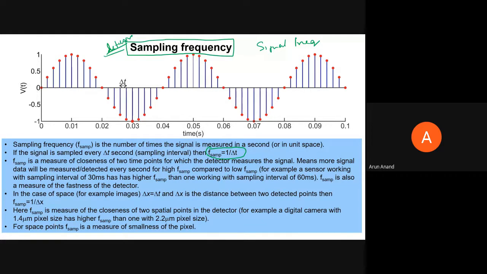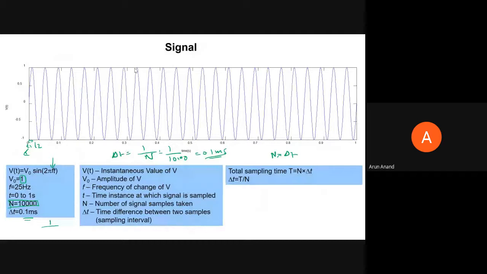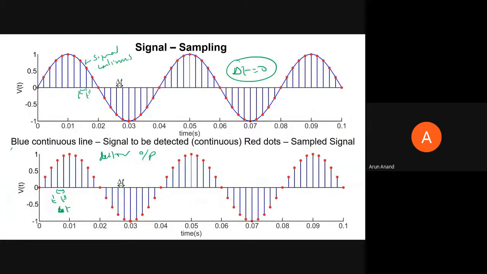Sorry about that. Okay. So your sampling frequency is nothing but the measure of the closeness of two time points. Of course, the higher the sampling frequency, the lower is delta t. So with a higher sampling frequency, two time points will be closer. If, let's say, the sampling frequency is 10 kilohertz, and we make it 20 kilohertz, the time points will become exactly half. Is it clear?